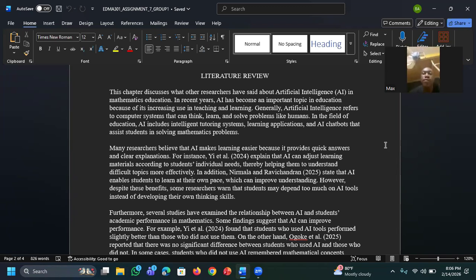AI has an important part on the disadvantage part, and this part wants to explain to us how AI helps with mathematics anxiety and how the same AI can affect us with mathematics anxiety. Many researchers believe that AI makes learning easier because it provides quick answers and clear explanations. For instance, Yital explained that AI can adjust learning materials according to students' individual needs, thereby helping them to understand.